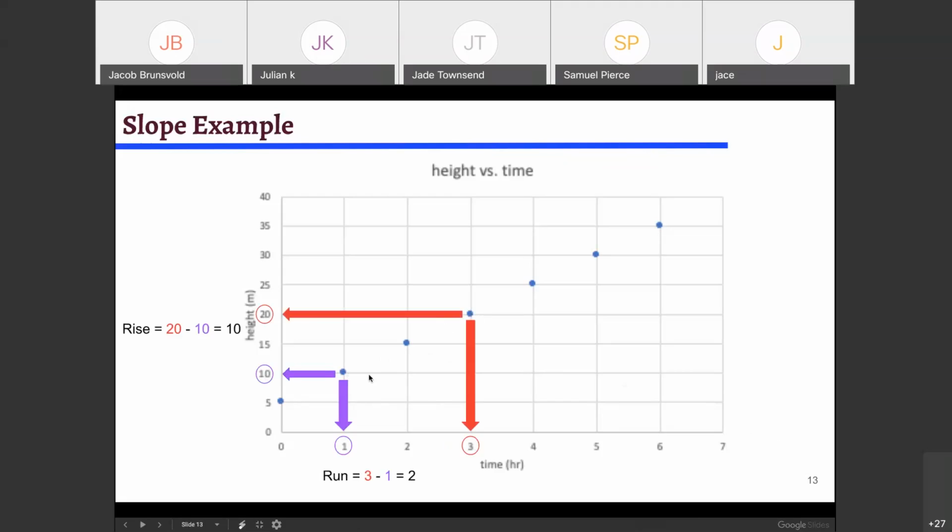Okay, so to calculate our rise, we're just going to do 20 minus 10, and that equals 10. I'm just taking this value minus this value. And then to calculate the run, we're just going to do 3 minus 1, that's 2. And then we're going to use that to calculate the slope.